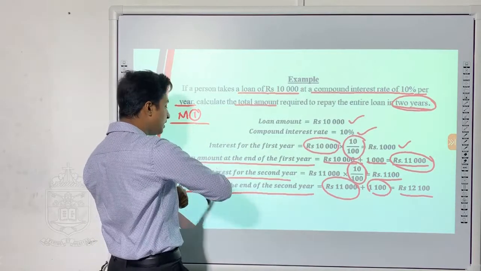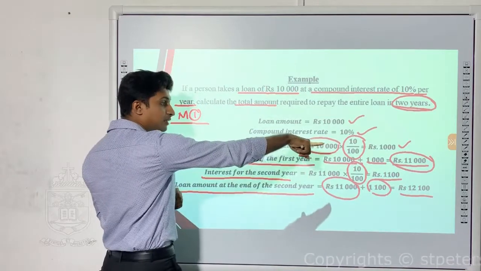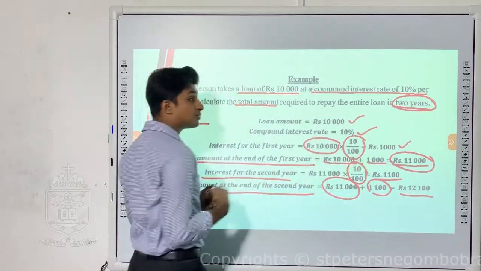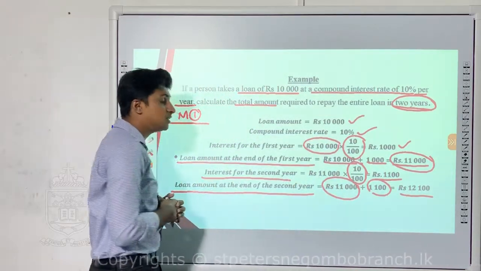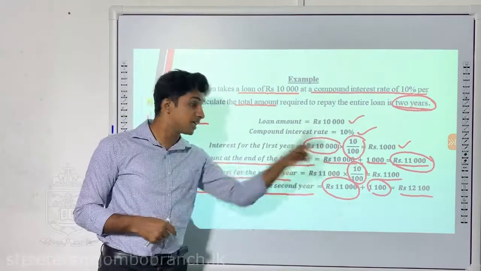So that is going to be the interest for the second year, which equals the loan amount by the end of the first year, that is 11,000, into the compound interest rate. Then you get rupees 1,100. Now this is the interest for the second year.